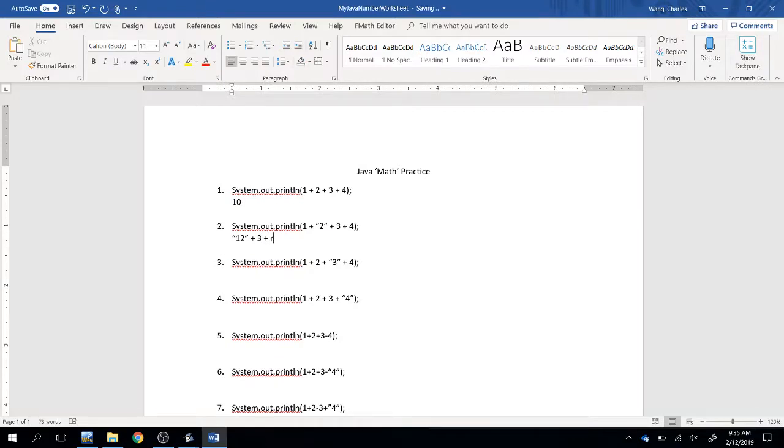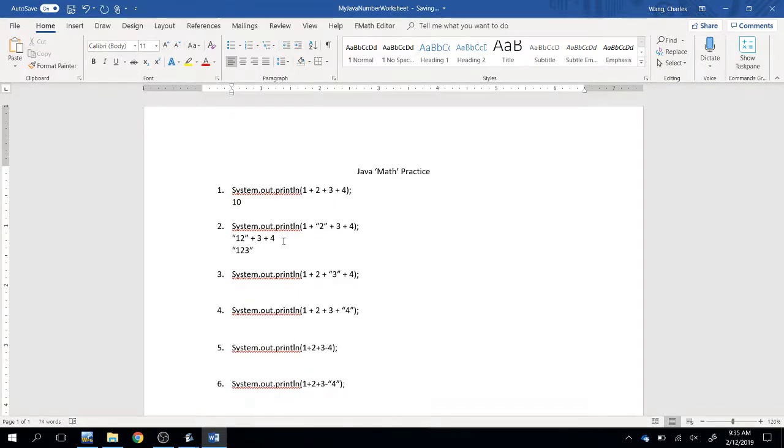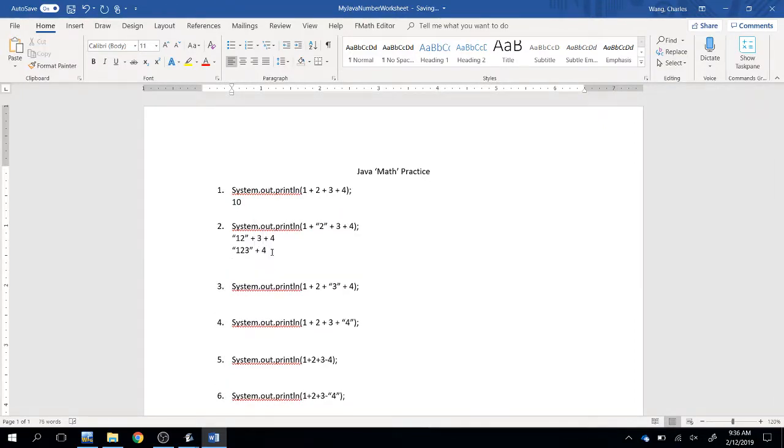Now my problem becomes this. Well, a string on the left side, a number on the right side, this is now a concatenation symbol. The string 12 concatenated with 3 is the string 123. Same thing, a string on the left side, this is now a concatenation symbol. A number on the right side, that will give me the string, what I hope is the answer, 1234.